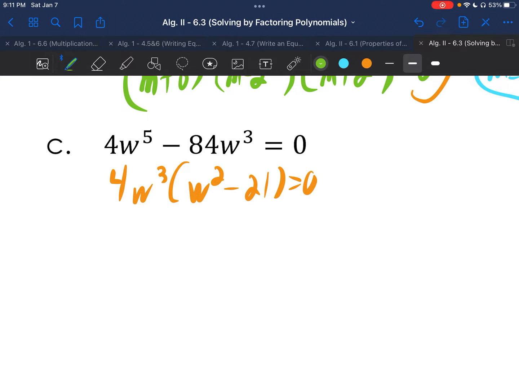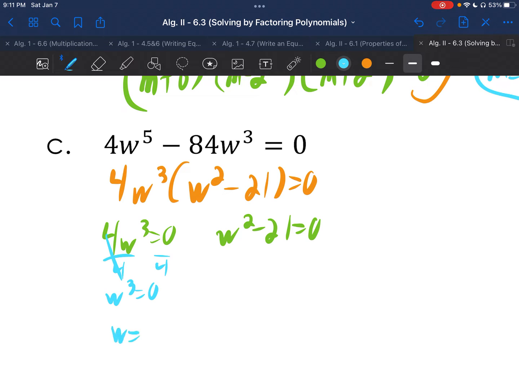So now we cannot factor this any further. It's 2 terms, and 21 is not a perfect square. So we set it equal to 0. 4w cubed equals 0. W squared minus 21 equals 0. The first one we solve the same way we did earlier, where we divide by 4 and we say, hey, wait a second, w cubed equals 0. The answer has to be 0 because nothing else times itself 3 times would be 0.